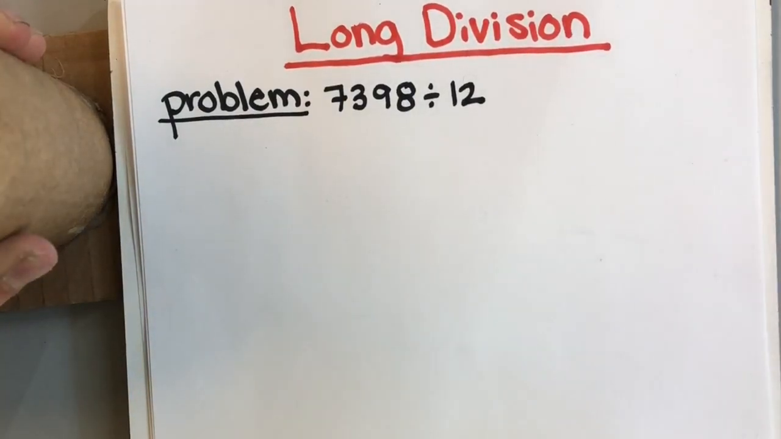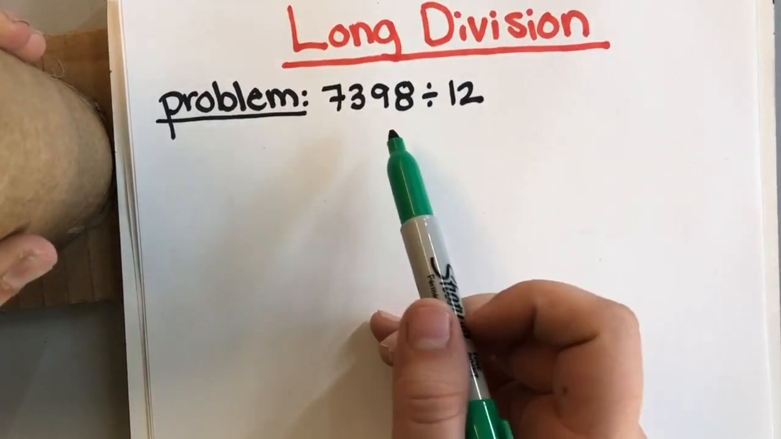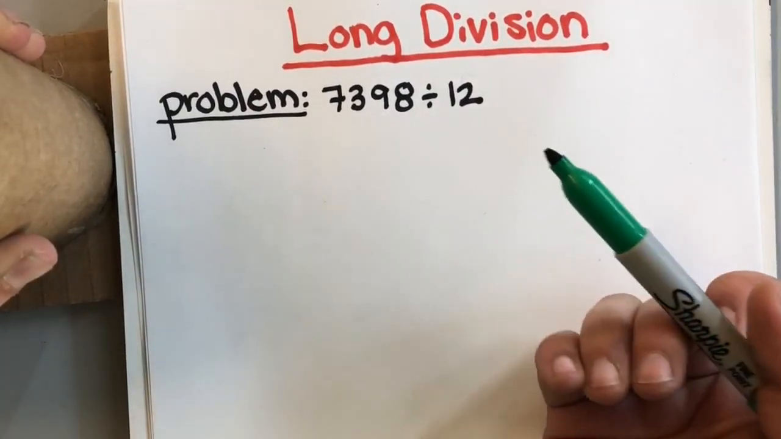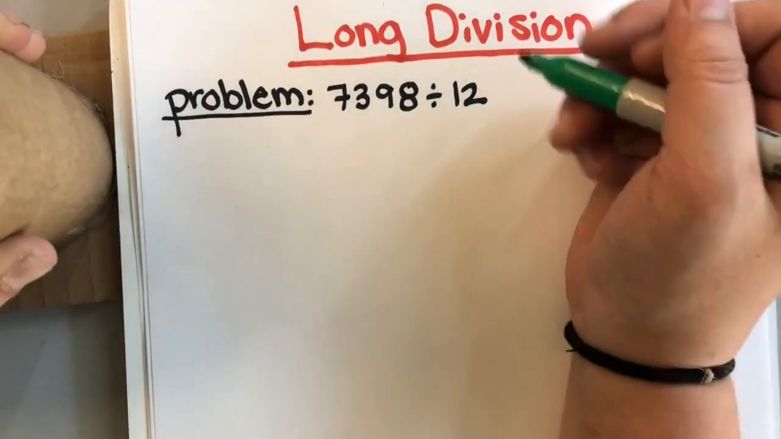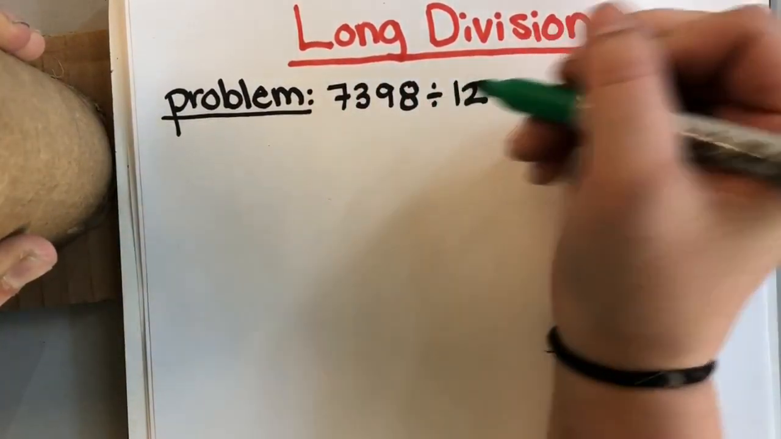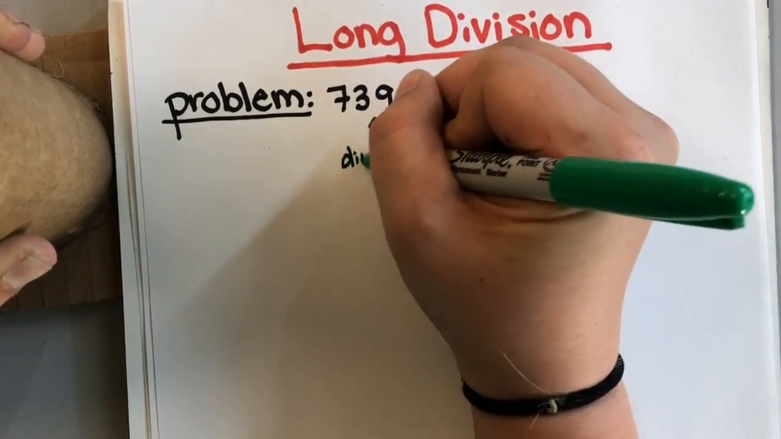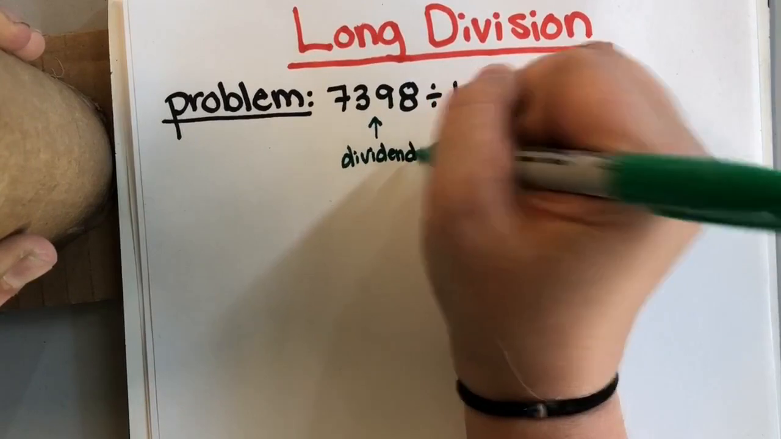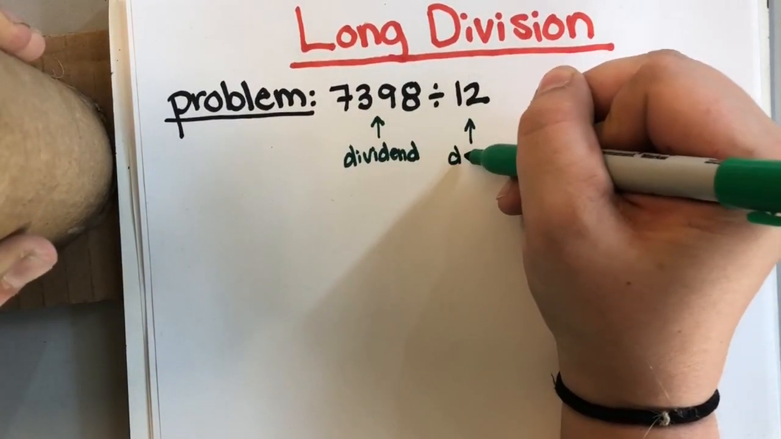This video is going to go over long division. So our problem is 7,398 divided by 12. The first thing I want to do is identify my dividend and my divisor. The number that is being divided into is the dividend, and the number that is doing the dividing is the divisor.